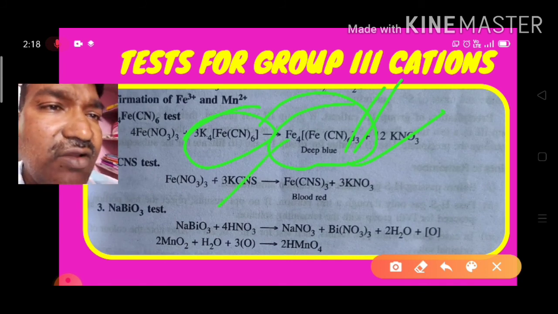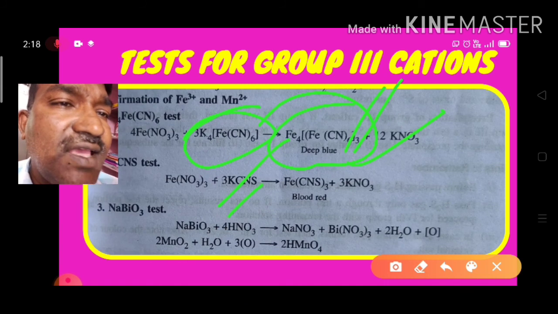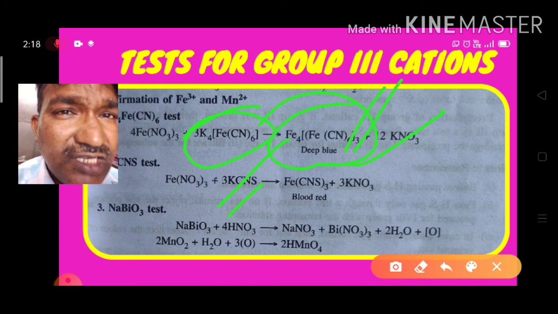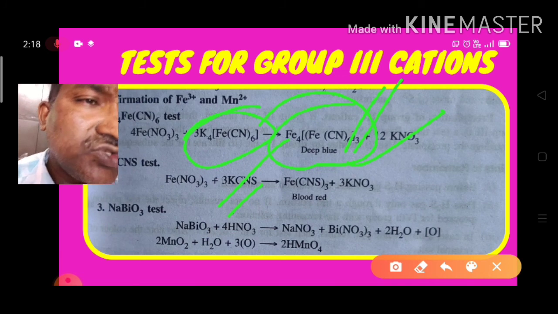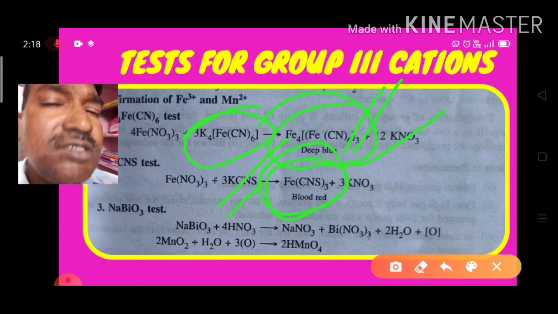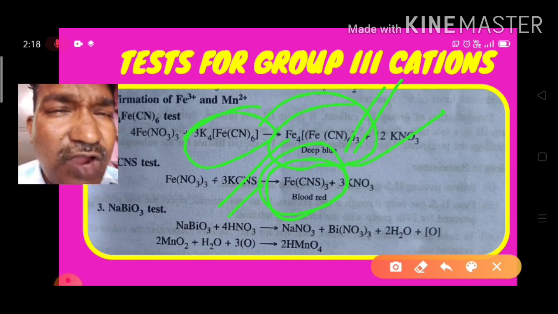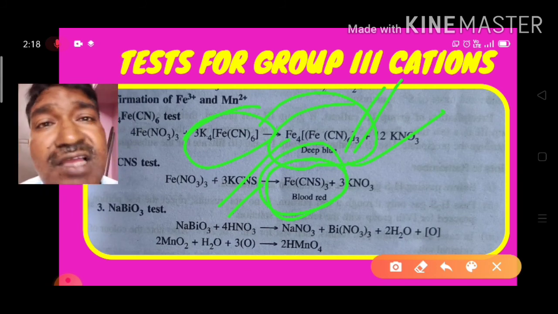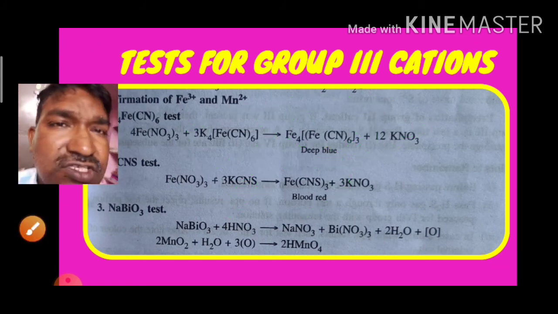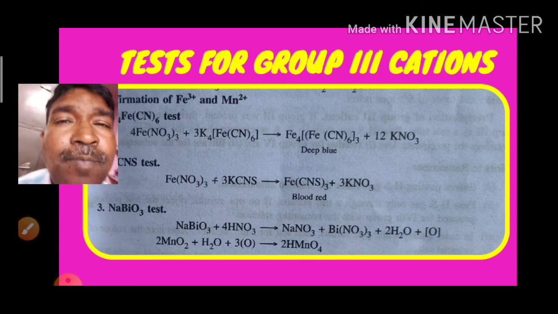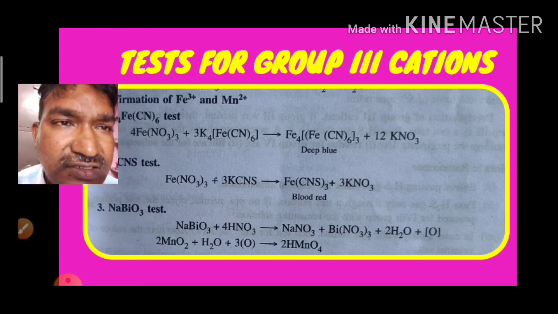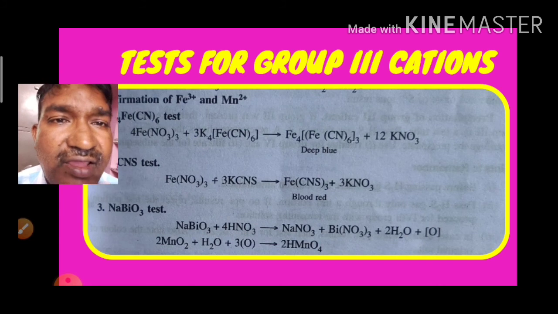Otherwise we have to add KCNS, that means potassium thiocyanate. So here we get a blood red color. Blood red color is also formed by the addition of acetate ions. So acetate ions as well as potassium thiocyanate form the blood red color precipitate, or blood red coloration, with the ferric ions.